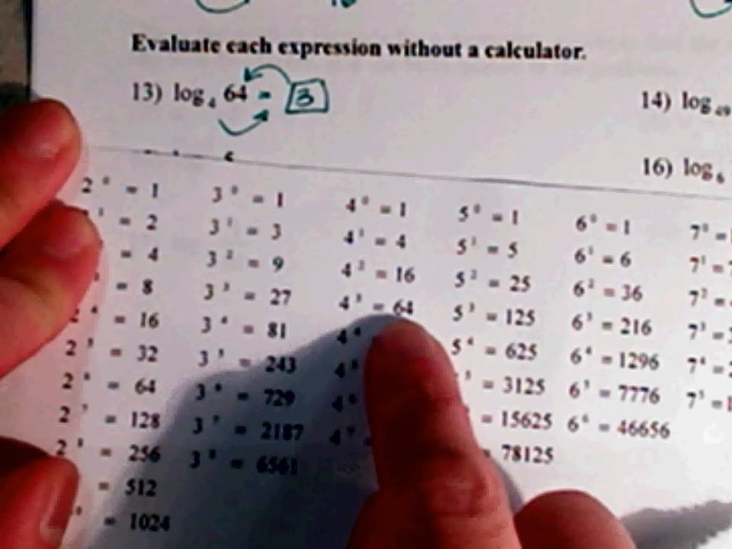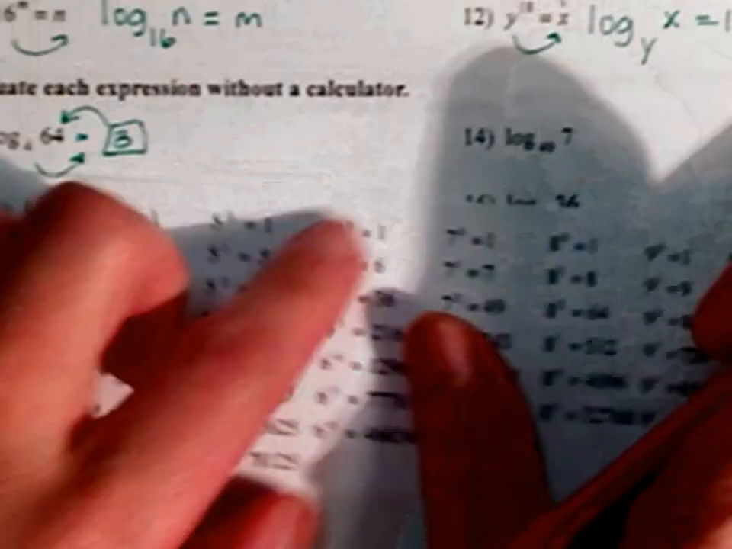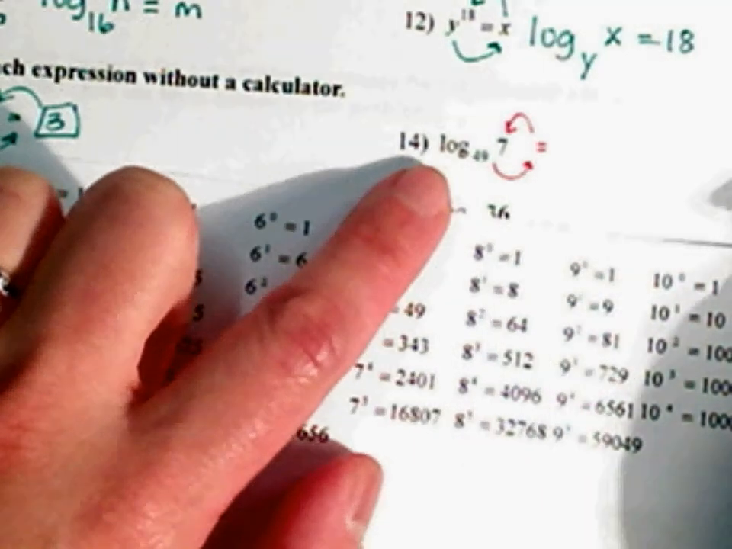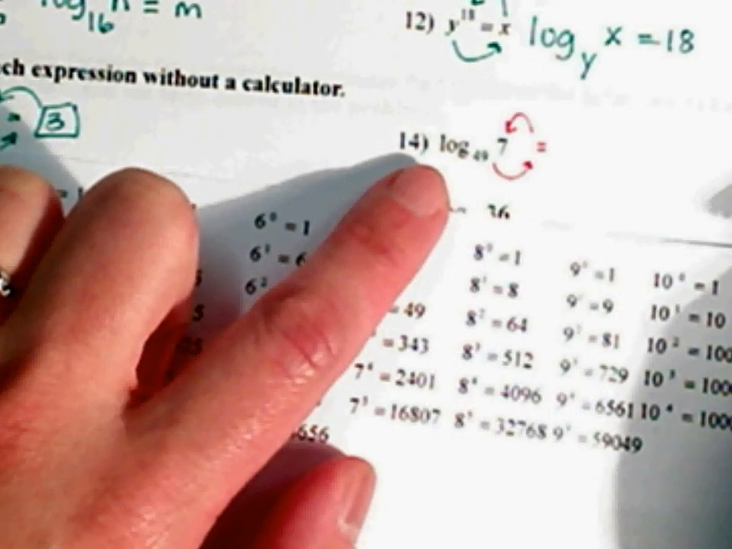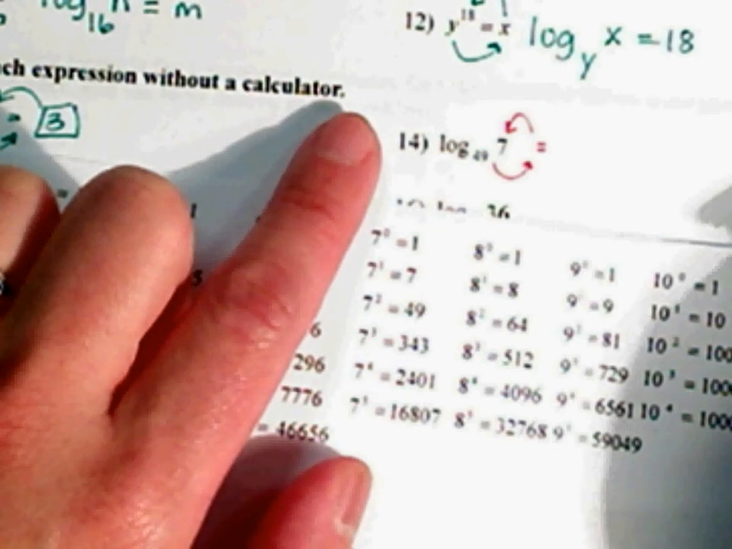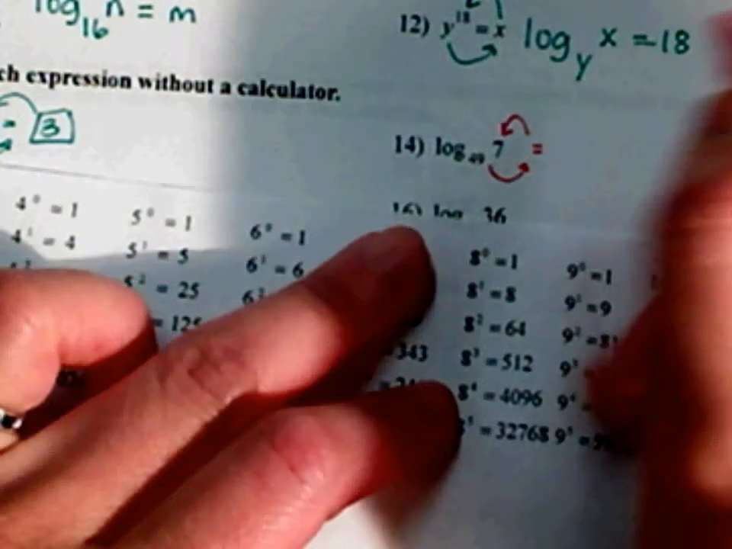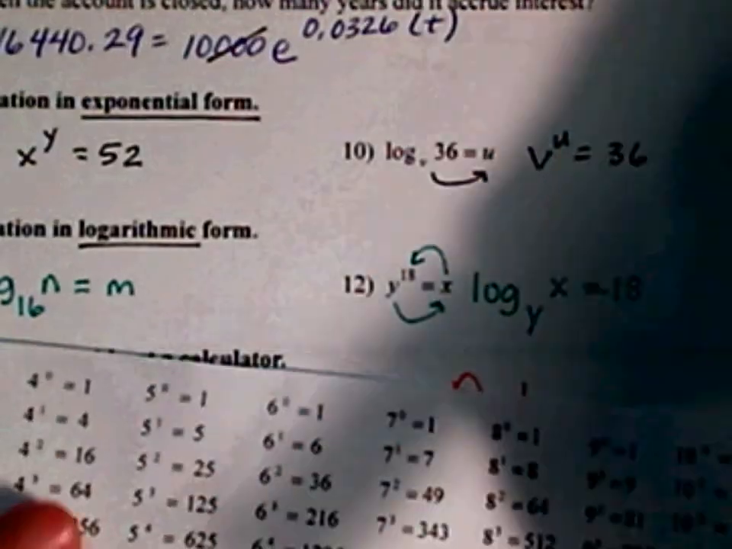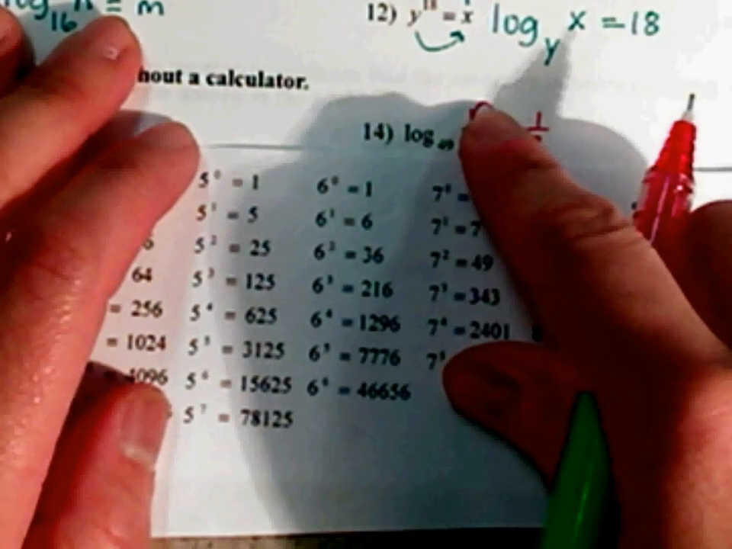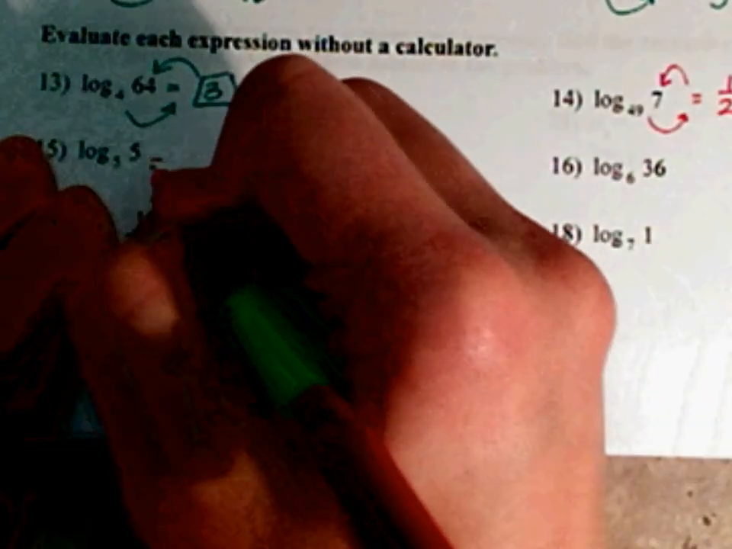Okay. Number 14. 49 to what power is equal to 7? Now, I want you guys to think. 7 to what power is 49? 2. So, half. Basically, if you think about it, it's the square root of 49. What's the square root of 49? 7. Everyone got that? So think backwards. All right, next one. 5 to what power is equal to 5? 1. Good.